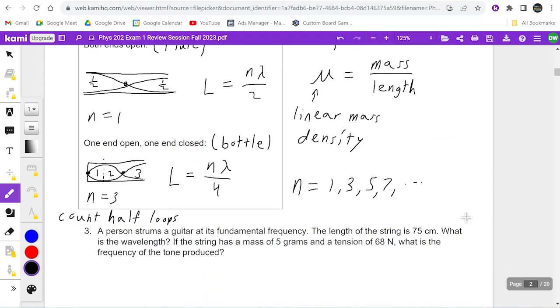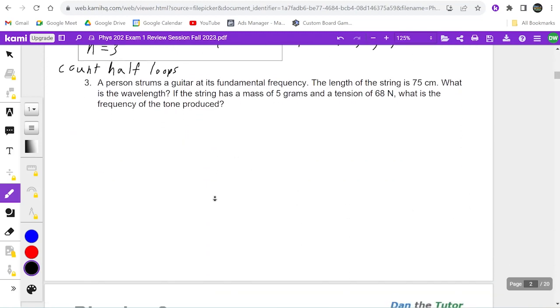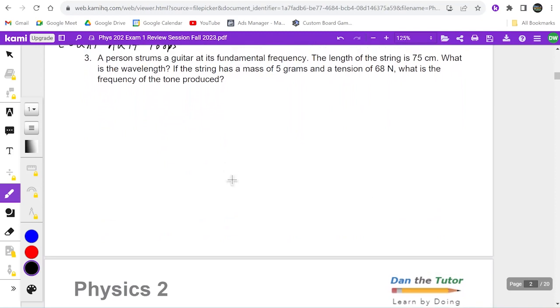Okay. So then number 3. A person strums a guitar at its fundamental frequency. By the way, fundamental frequency, you should know what this word means. It means n equals 1. That's immediately what I'm going to write for fundamental frequency. The length of the string is 75 centimeters, so that means L equals, I'm not writing 75, I'm converting to meters, so 0.75 meters. And I want to find the wavelength first, and then it says if the string has a mass of 5 grams and a tension of 68 newtons, I want to know the frequency too.